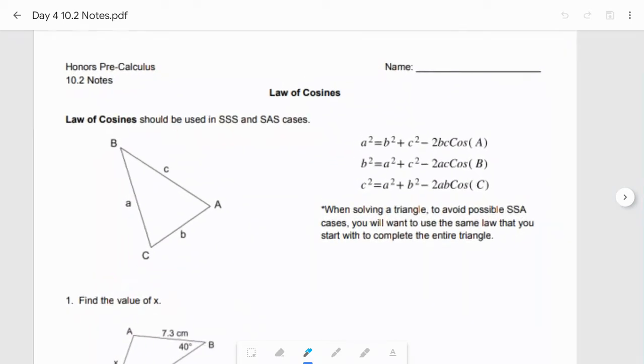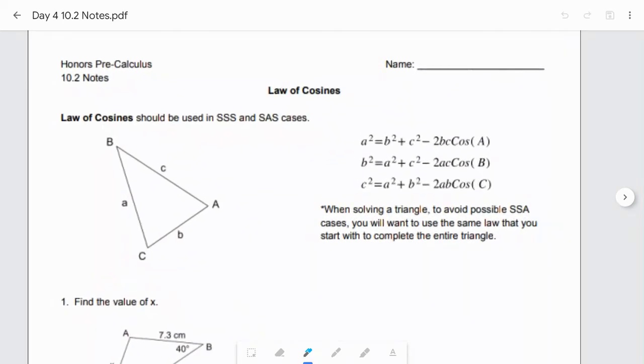Hi everyone, today we're on day 4, 10.2 notes. We are moving on to law of cosines. Law of cosines should be used in triangles that have side, side, side, and side angle side cases. If it is not one of those two, then you would be using law of sines.